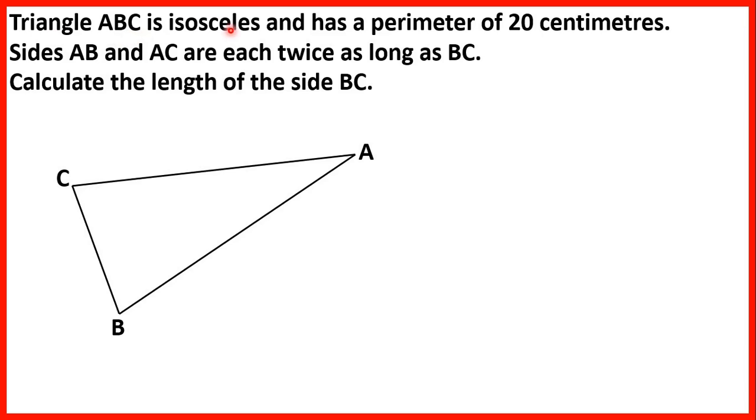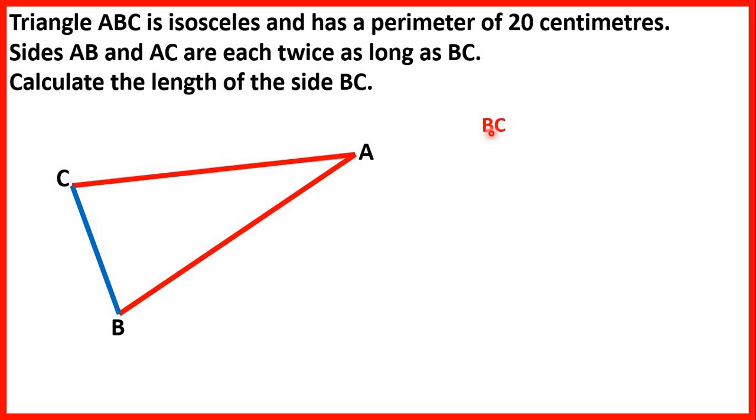Triangle ABC is isosceles and has a perimeter of 20 centimeters. Sides AB and AC are each twice as long as BC. Calculate the length of side BC. So we know that the triangle is isosceles, which means that these two sides are the same length. And we know that these sides AB and AC are twice as long as BC. So we need to calculate the length, and we know that the perimeter is 20. So remember, the perimeter is the total length around the outside of a shape.